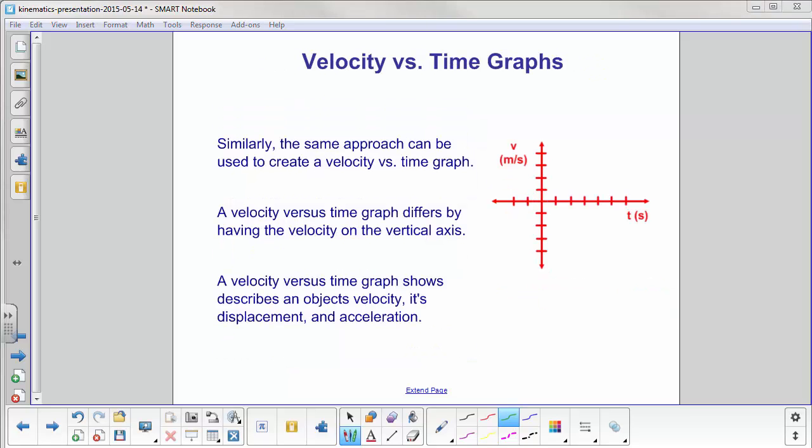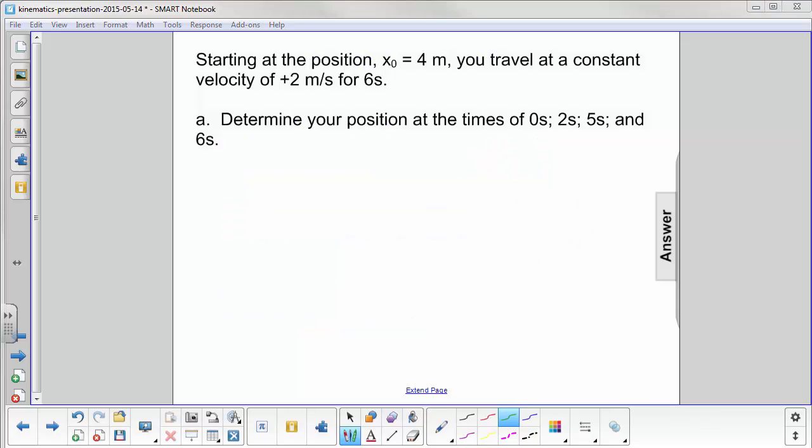We can also create a velocity time graph. However, in this case, time will still be the independent variable on the x-axis, but we're going to plot velocity in terms of meters per second on the y-axis. Now, this clearly will show an object's velocity at any time. However, by using a couple math tricks, we can also find its displacement and acceleration, and we'll get to that in the next few slides. So let's get going on graphing.